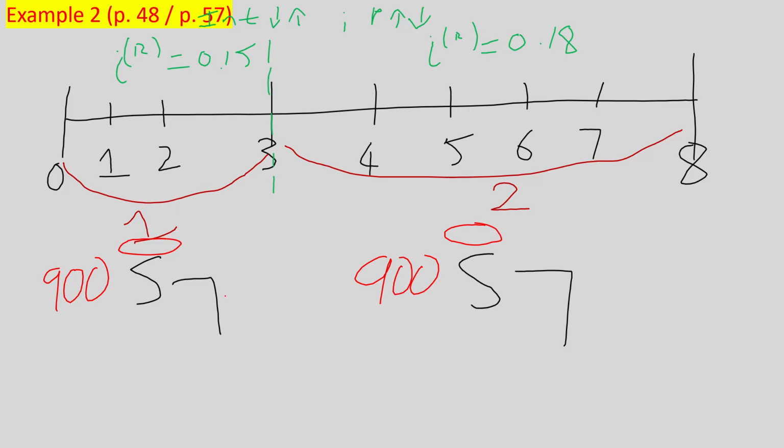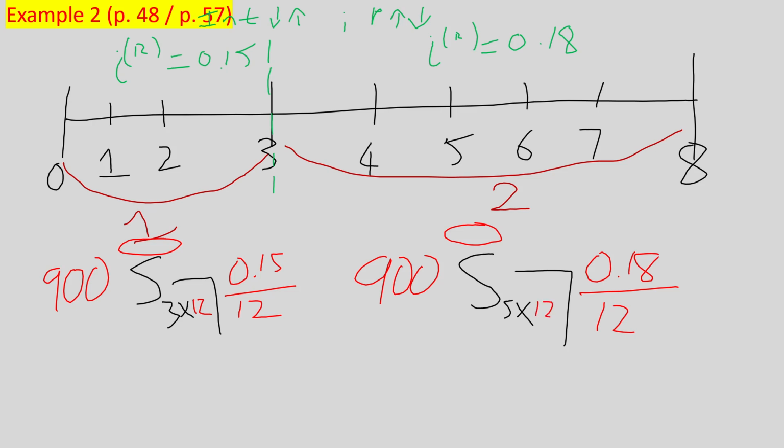First one is 15% monthly. I need a monthly rate, so that's fine. Second one is 18% monthly. So that's also fine. It's 3 years monthly for the first one. Make sure you know why 3: beginning of the 4th year. And then it is 5 years monthly for the next one. So those will give me my future values for these 2 annuities.